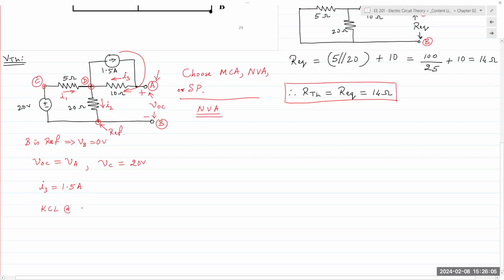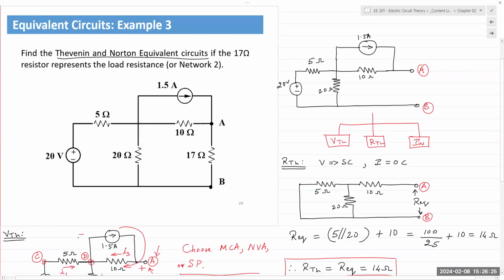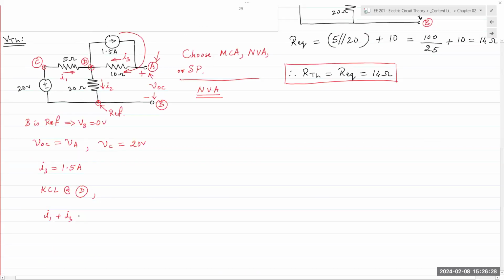Now, if I write KCL at node D, I have two currents entering. So I1 plus I3, two currents entering, and then one current leaving. So I1 plus I3 equals I2, right? Let's see if I did it right. Oh, no, I also have to account for the current source leaving.